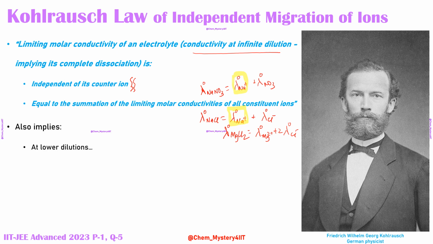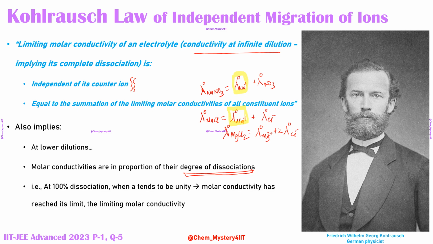So this indirectly also tells us that at lower concentrations, molar conductivities are in proportion to their degrees of dissociation. Because if you have more ions, there is more contribution to the molar conductance. So at 100% dissociation, when the concentration is nearly zero, or when the dilution is kind of infinite, we can assume there is going to be 100% dissociation. And then the molar conductivity reaches its limit. That is what we call limiting molar conductivity. Beyond that, we cannot increase the conductivity of any given compound. That was the meaning of limiting molar conductivity. We can also call it the limiting molar conductance or conductance at infinite dilution.